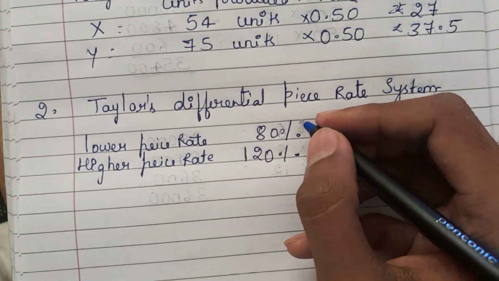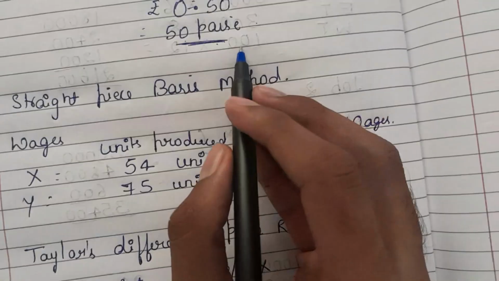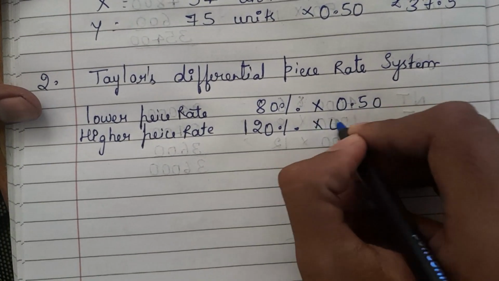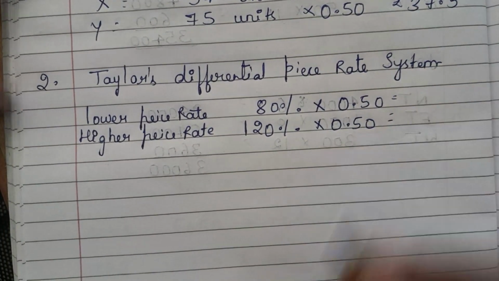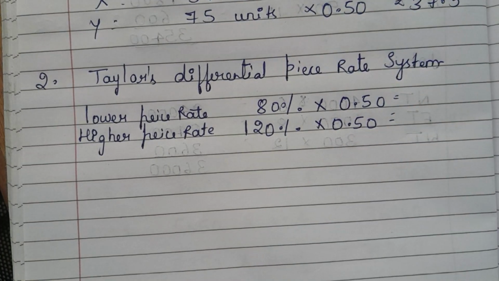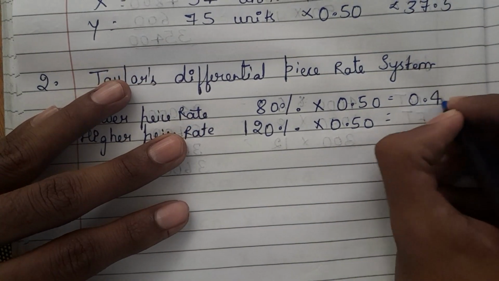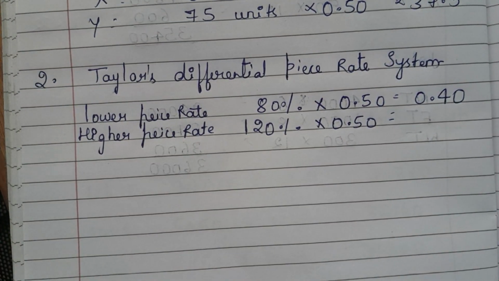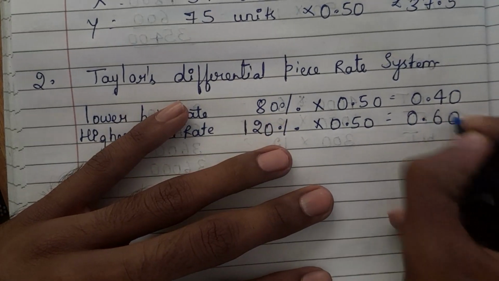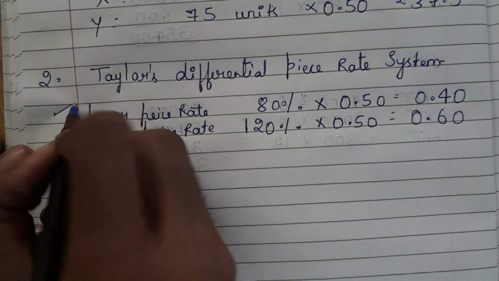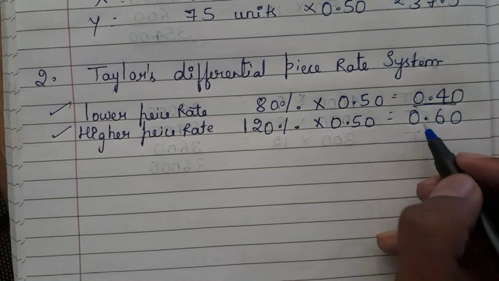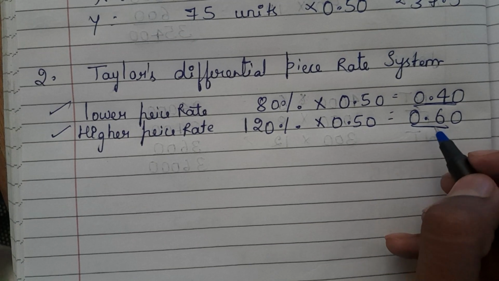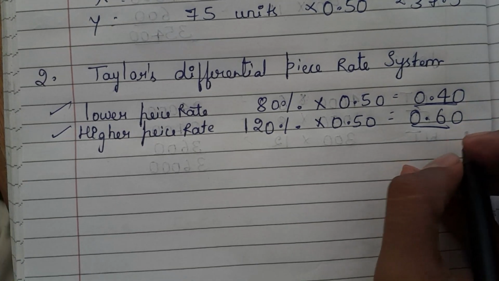80% on the piece rate. What is the piece rate? We have found out the piece rate is 50 paisa. So 80% of 0.50 will be 40 paisa and 120% of 0.50 will be 60 paisa. So for a lower efficiency worker 40 paisa will be paid, and for a higher efficiency worker 60 paisa will be paid.